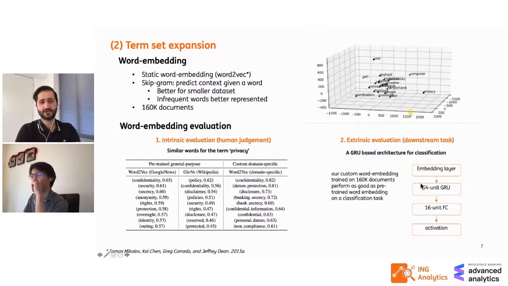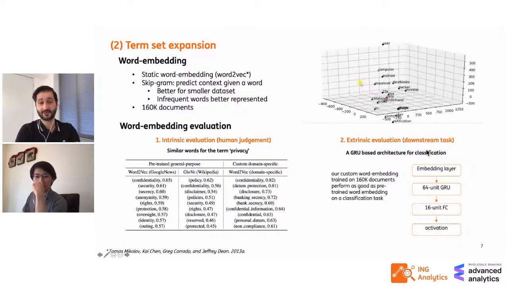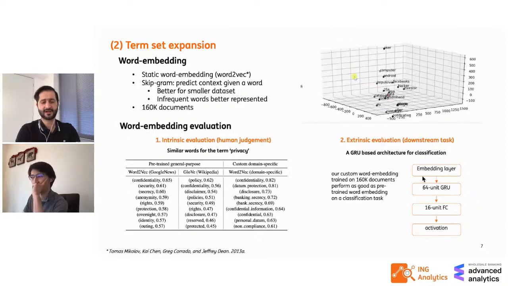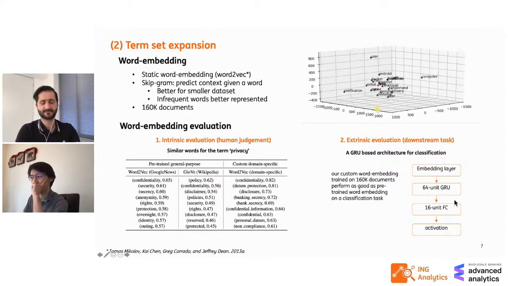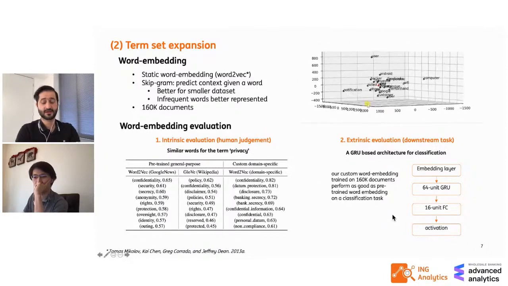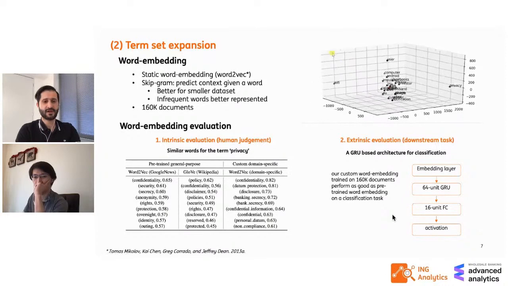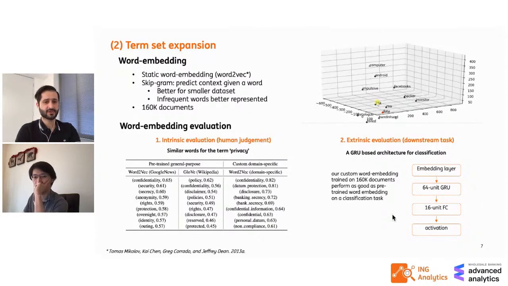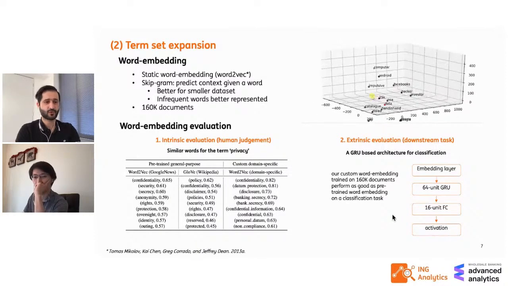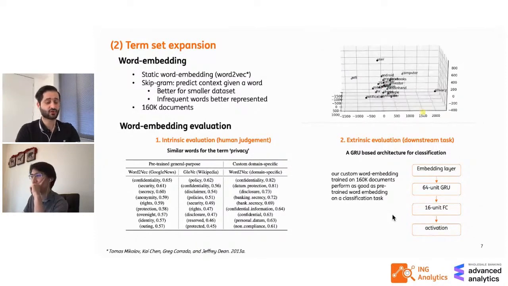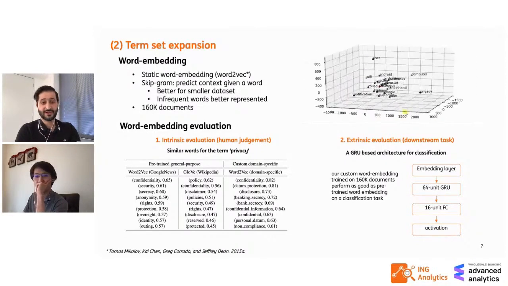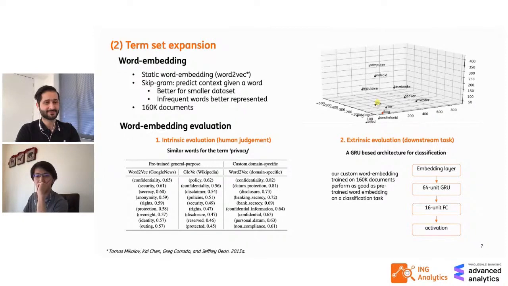Another way of evaluating our word embedding was applying it to downstream tasks, like classification. Here we use our embedding layer followed by a GRU architecture, and we realized that our custom word embedding, trained on only 160K documents, performs as well as the pre-trained ones, which were trained on millions and billions of records. Then here I will pass it to my colleague Boyang.